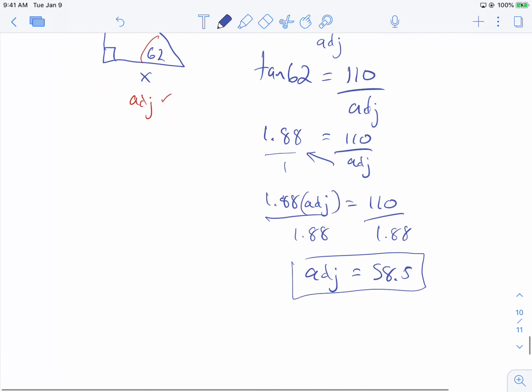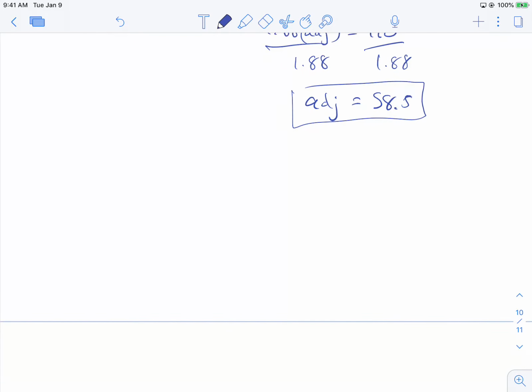So we have solved for an angle. We have solved for a side. This brings us to a very famous phrase in grade 10 math. SOH CAH TOA. And what is that?